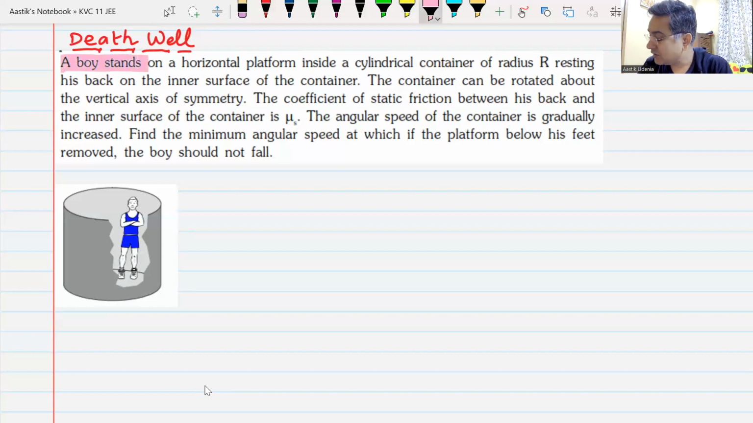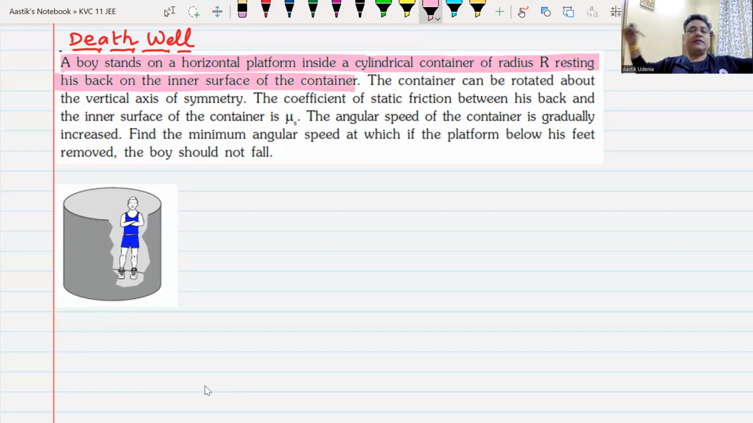A boy stands on a horizontal platform inside a cylindrical container of radius r while resting his back on the inner surface. So he will rest his back on the inner surface, and he's not tied to the surface. He just sticks. He is just putting his back against the surface, and the cylinder starts to rotate. The cylinder can be rotated about this axis. It is going to rotate like this.